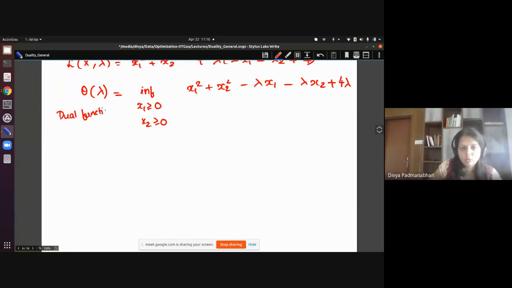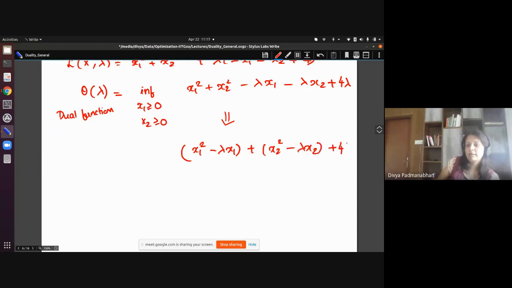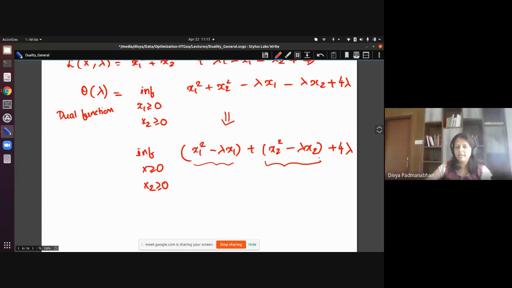And this you want to minimize over x1 greater than or equal to 0 and x2 greater than or equal to 0. If you look at this function, the x1s and x2s can be separated out. Lambda is fixed, so this is just x1 square minus lambda x1, then x2 square minus lambda x2 plus 4 lambda. You're trying to minimize this over all x1 and x2 greater than or equal to 0, so there are two separate functions I need to minimize.